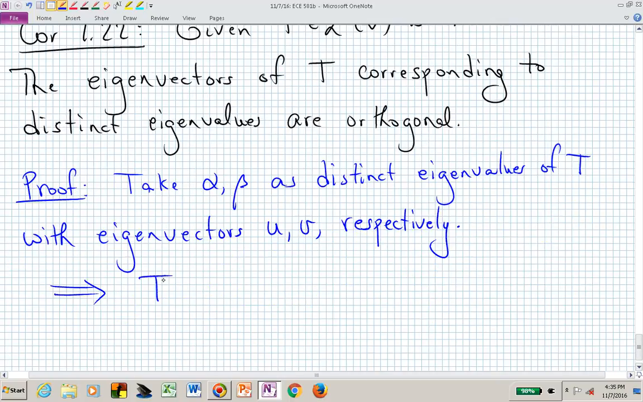In other words, if we have Tu, I'm saying that that's going to give us a scaled version of u, with the scaling being determined by the eigenvalue alpha. And if we now look at the operator T applied to the eigenvector v, that's going to give us a scaled version of that eigenvector, with the scaling being the eigenvalue beta.